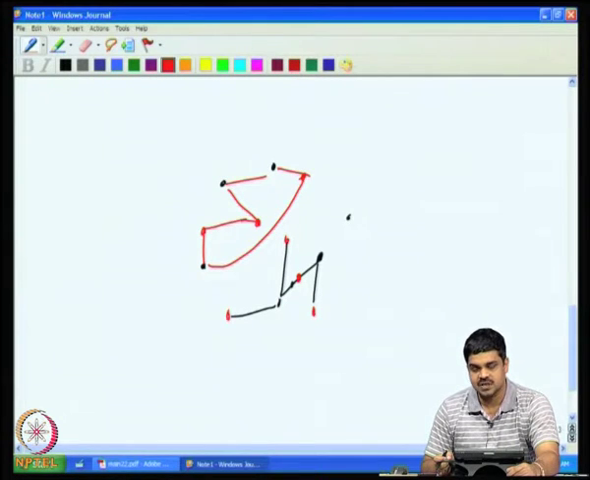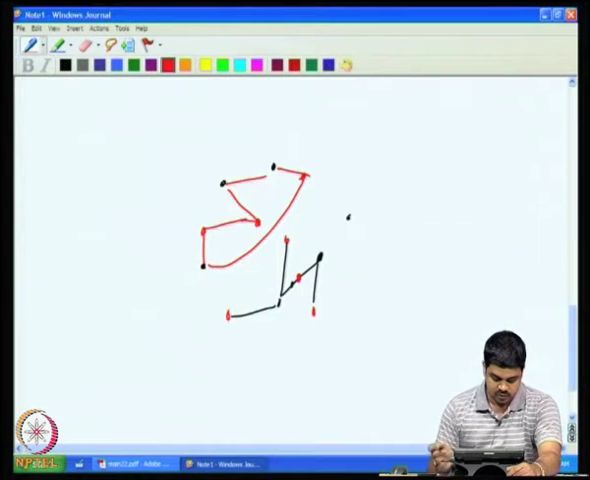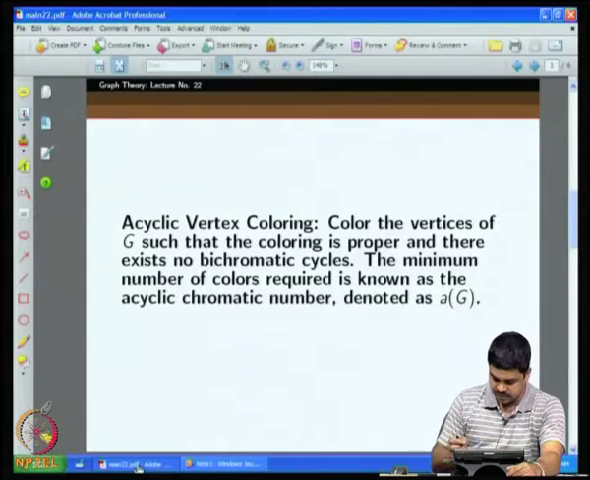The minimum number of colors required to achieve such a coloring is called the cyclic chromatic number of the graph. It is also denoted as A dash of G.